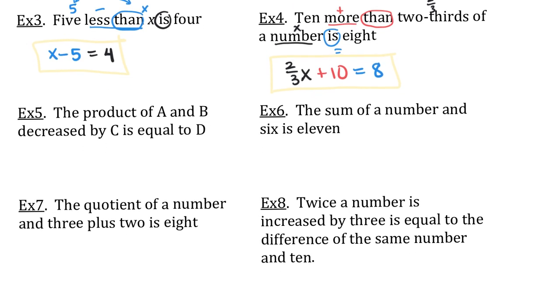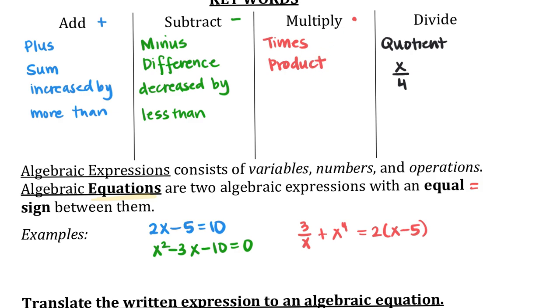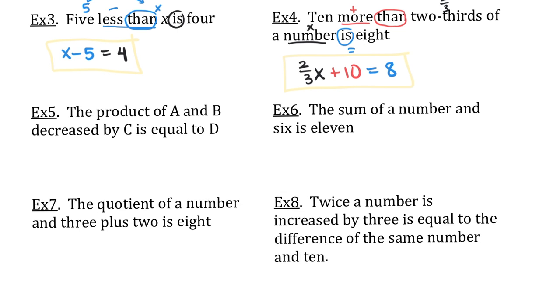Okay, let's try the next one. Product. What does product mean? Product means times. Okay, let me go back. The product of A and B. So I need to do A times B. Decreased, minus C, is equal to, equals. Now when I do A times B, you can put the dot, but you don't have to put the dot because there's a variable. So AB decreased by C is equal to D. Fortunately I don't have to solve it, I just have to write it.